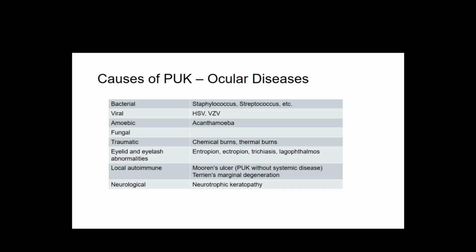Marginal degeneration is also a similar condition leading to peripheral corneal thinning, but not inflammation, and it progresses normally very slowly and doesn't cause perforations unless the eye has a mechanical injury, and in this case, the very thin peripheral cornea can still perforate. And of course, neurotrophic keratopathy also.